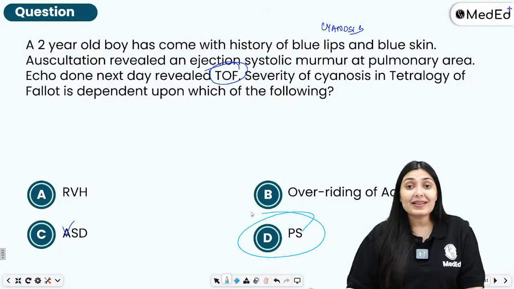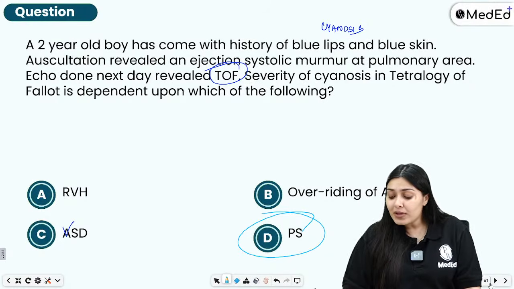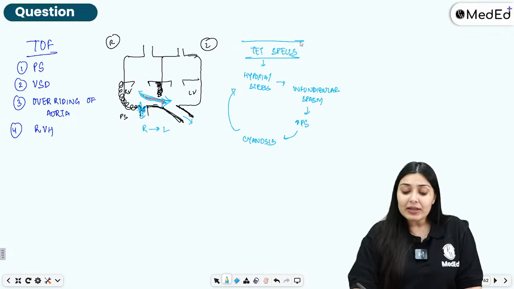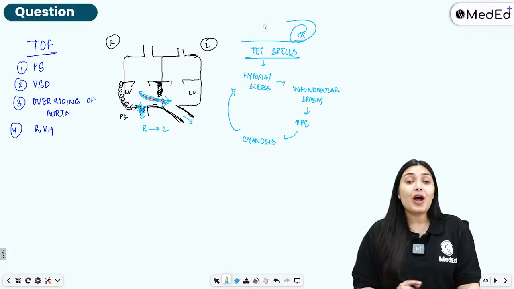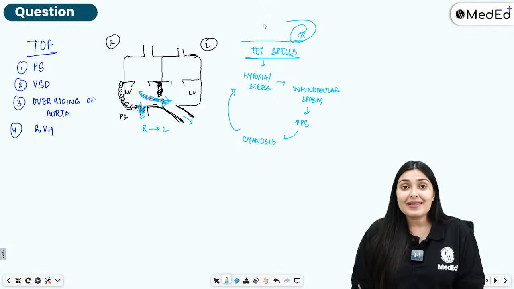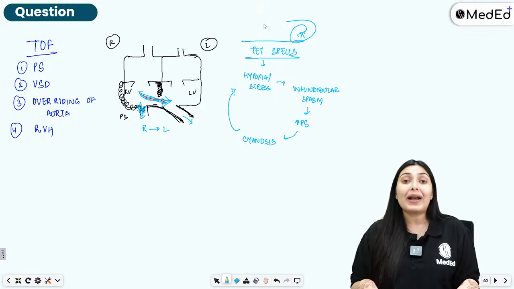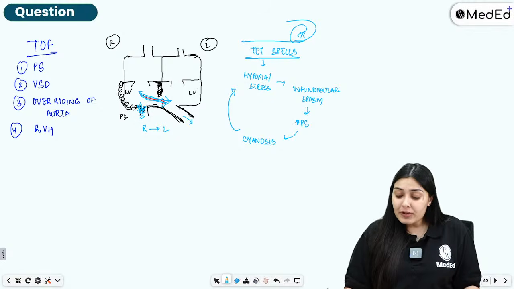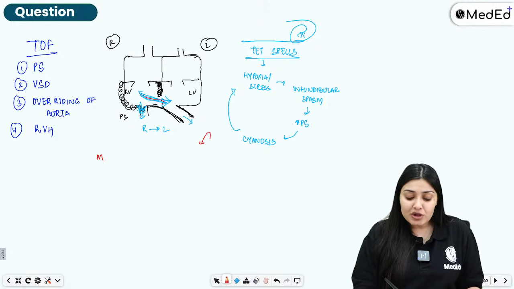Pulmonary stenosis guides the severity of cyanosis. But what is important for us here to understand is the management of this TET spell, how you're going to manage. The first thing in the management of TET spells is to take the child into a squatting position or a knee chest position.